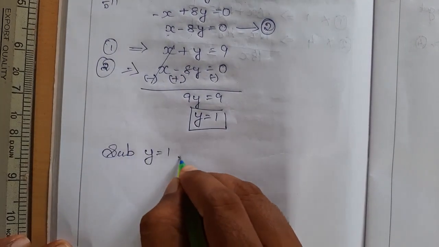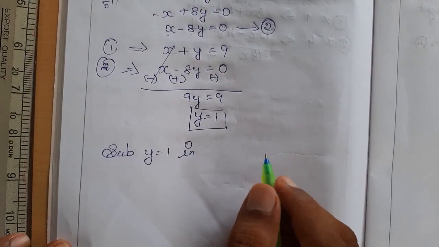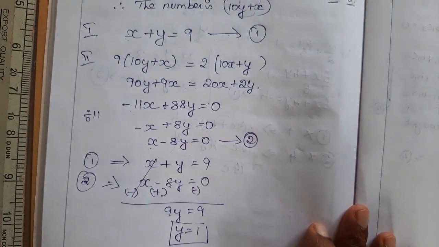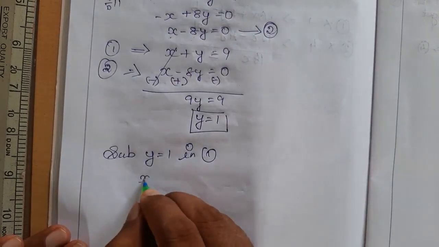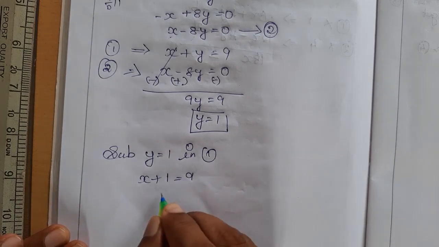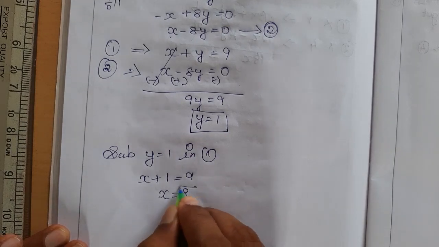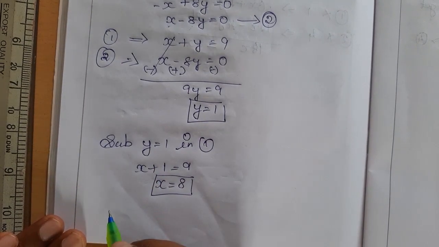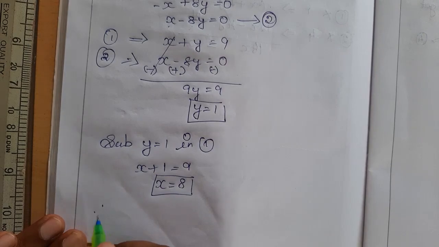Substitute y is equal to 1 in any of the equations. Let me try the first equation. The first equation is x plus y is equal to 9. So x plus, instead of the y I will place a 1, 1 is equal to 9. Then x is equal to 8. Right? 1 goes to the other side as minus, subtract, x is equal to 8. Therefore, what is the number?